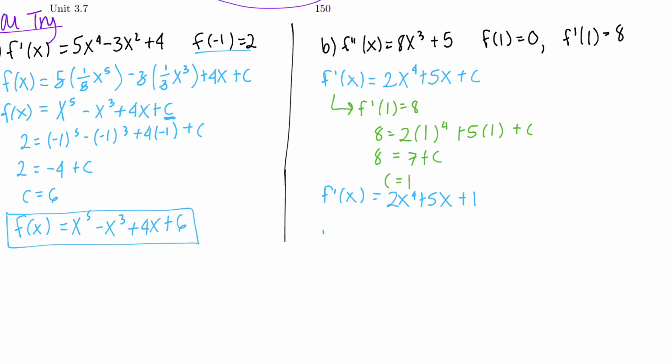Now we're finding the next antiderivative, that's f of x. So adding 1 to the exponent, we get 5. So this is 2 over 5 x to the fifth plus, add 1 to the exponent, that's a 2. So 5 over 2 x squared plus x plus c.